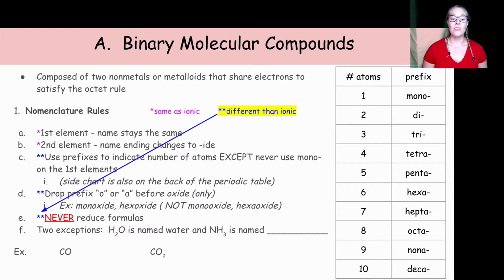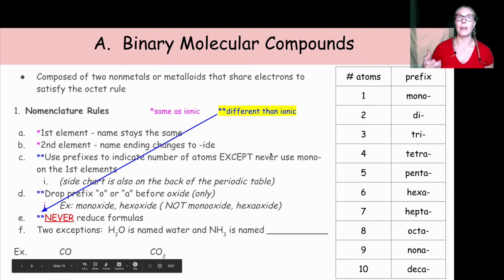All right. Next, we never reduce formulas. Unlike ionic compounds, where if you have 2 atoms of one element and 4 of another, that can reduce to 1 and 2. We don't reduce formulas for molecular compounds because the prefixes tell us exactly how many of that element there are.